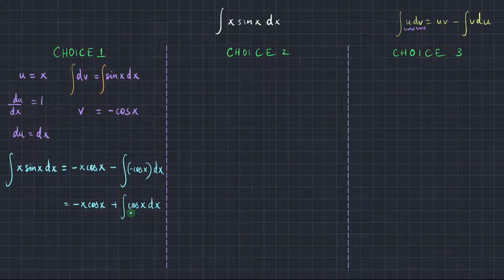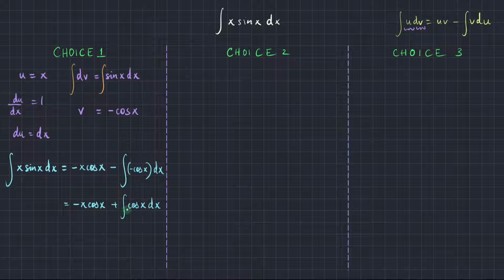Let's take a moment to see what has happened here. We have converted the integral of a product of a polynomial and a trigonometric function into something plus the integral of just a trigonometric function. As you know, this integral is much easier to evaluate than this integral. So we've broken down a complex integral into a simpler integral.